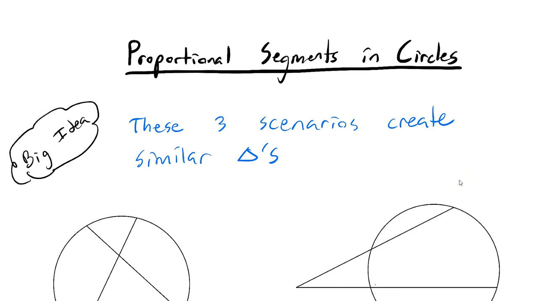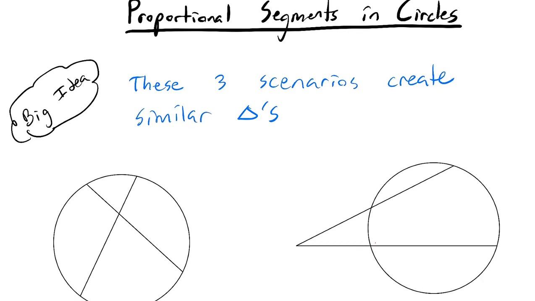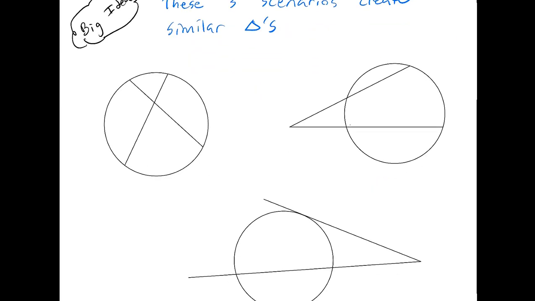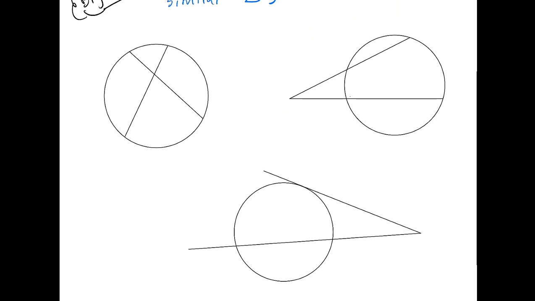So we're talking about proportional segments in circles, and often this just gets swept under the rug or used in such a way that you don't see the beauty behind it. The big idea here is these three scenarios create similar triangles. I'm going to go over why, and we'll set up the proportions ourselves.